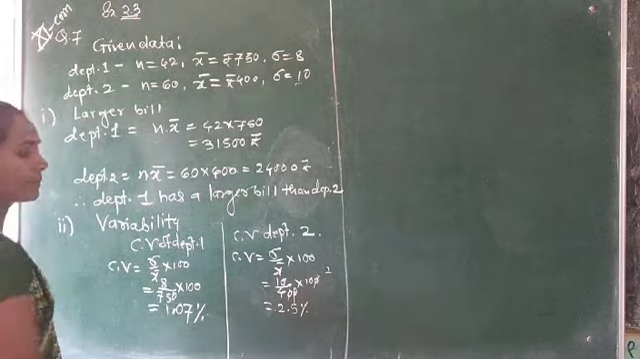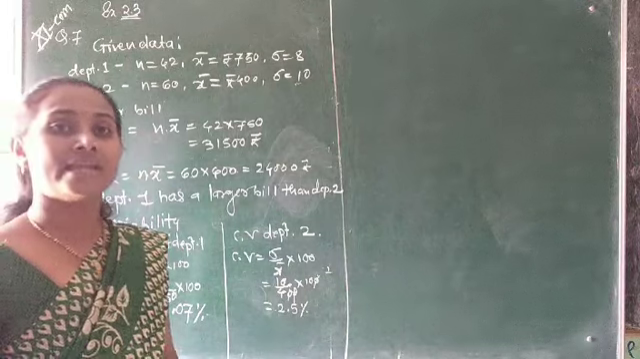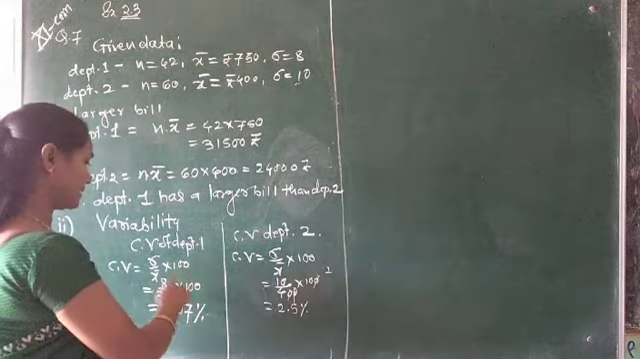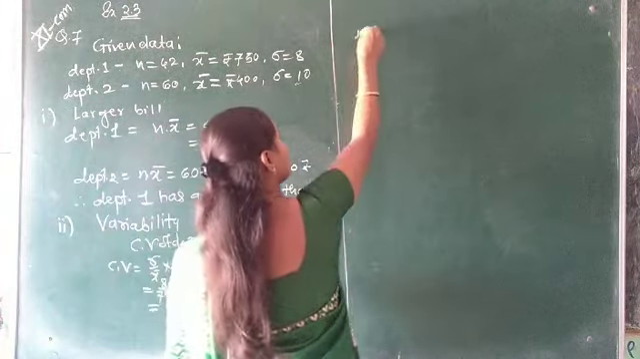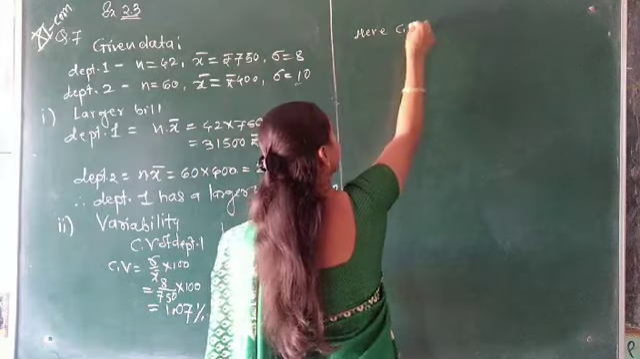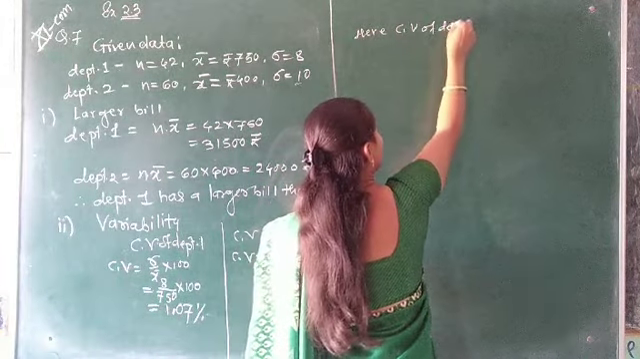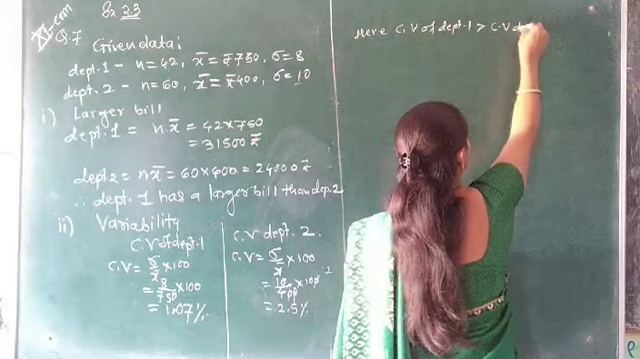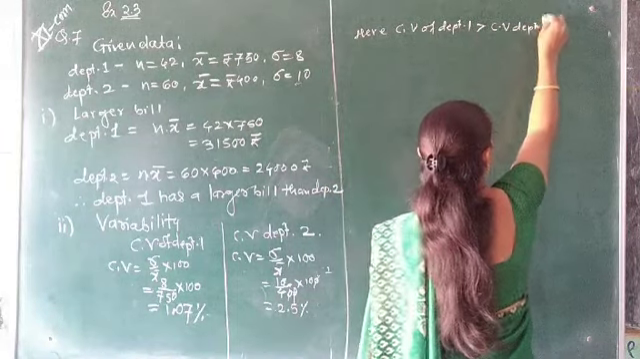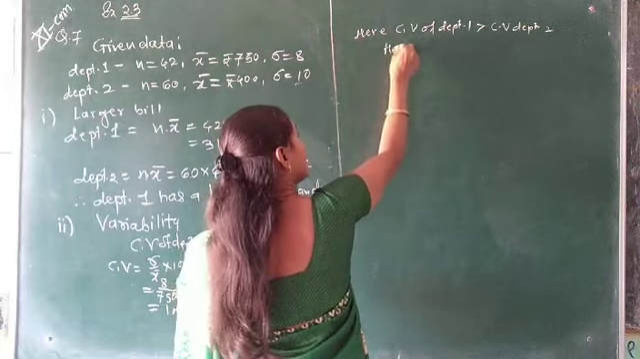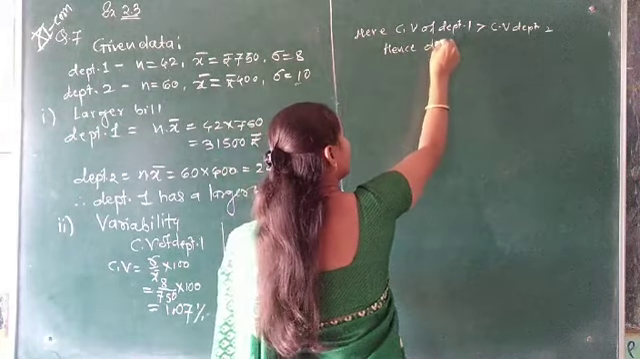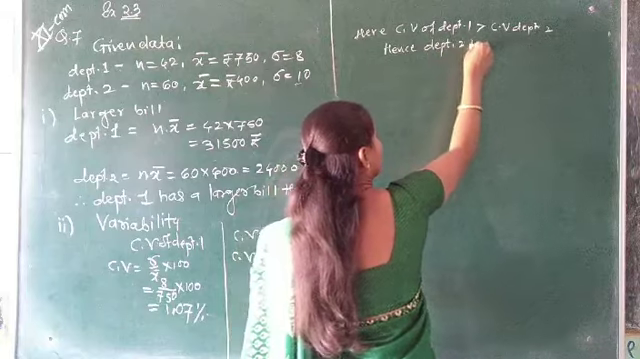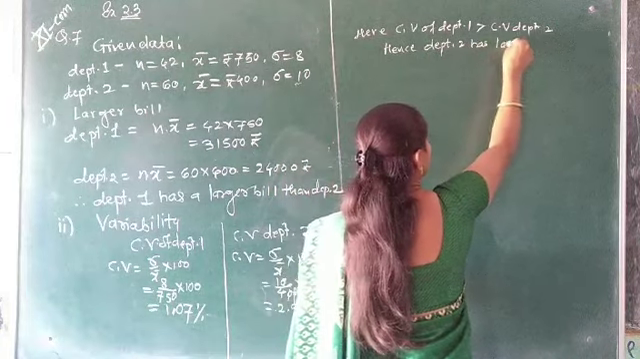Since CV of department 2 is greater than CV of department 1, hence department 2 has larger variability than department 1.